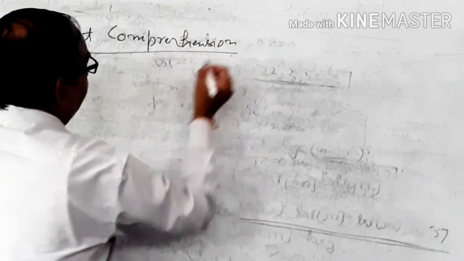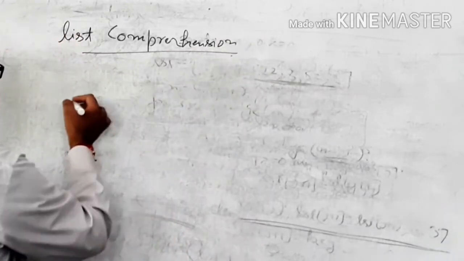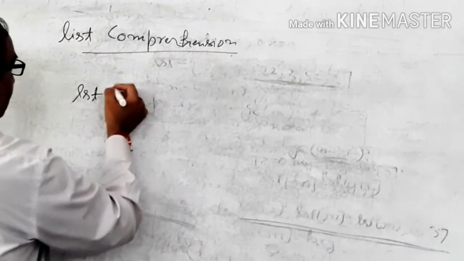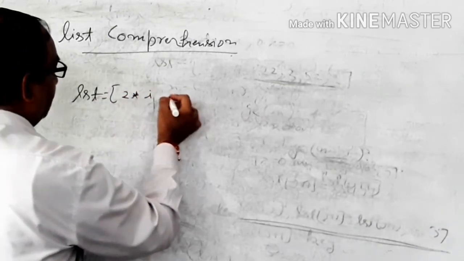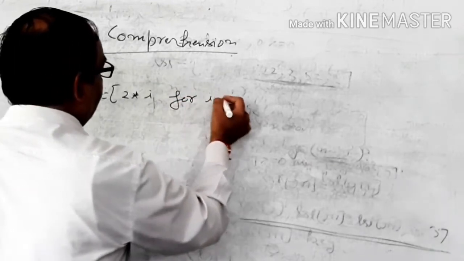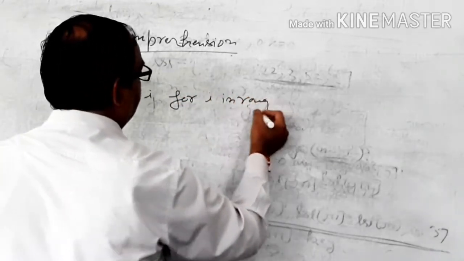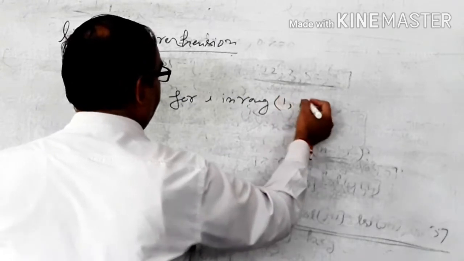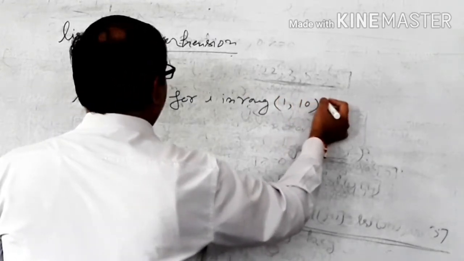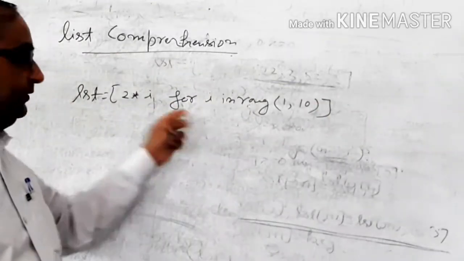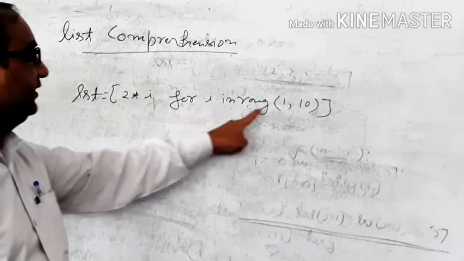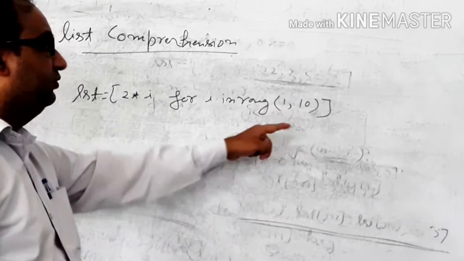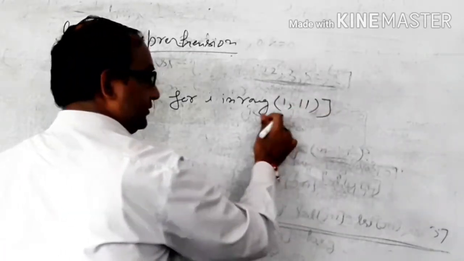Okay. So in list comprehension, what's going on? Basically, we have LST is equal to 2 multiplied by I for I in range 1 comma 10. It means that in a single line, having the for loop, you can create the list. 1 comma 10 is 1 to 10; we can take 1 comma 11 because 10 must come.